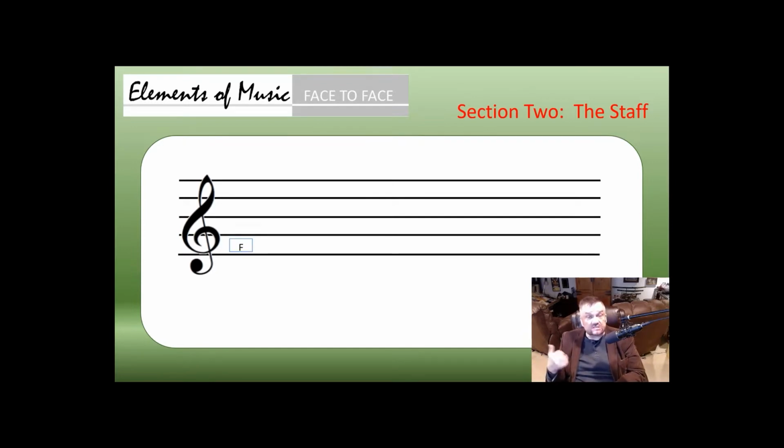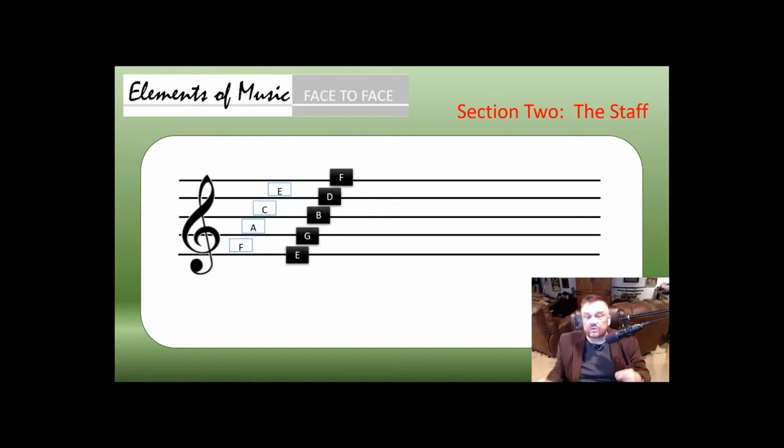The spaces spell the word face, F-A-C-E. So that space, that bottom space, is an F. Next space up is an A. Next space up is a C. Next space up is an E. Then the lines, E, G, B, D, and F.